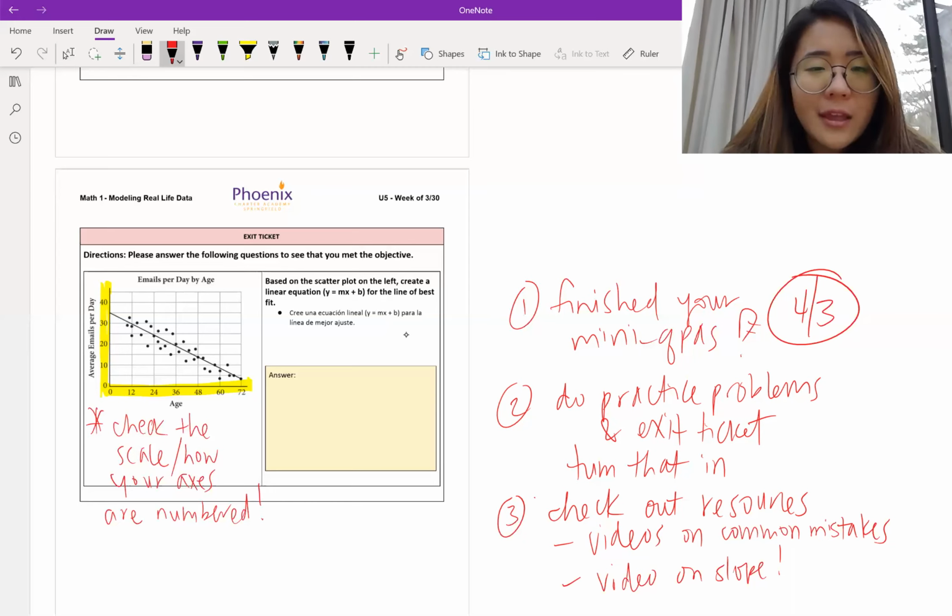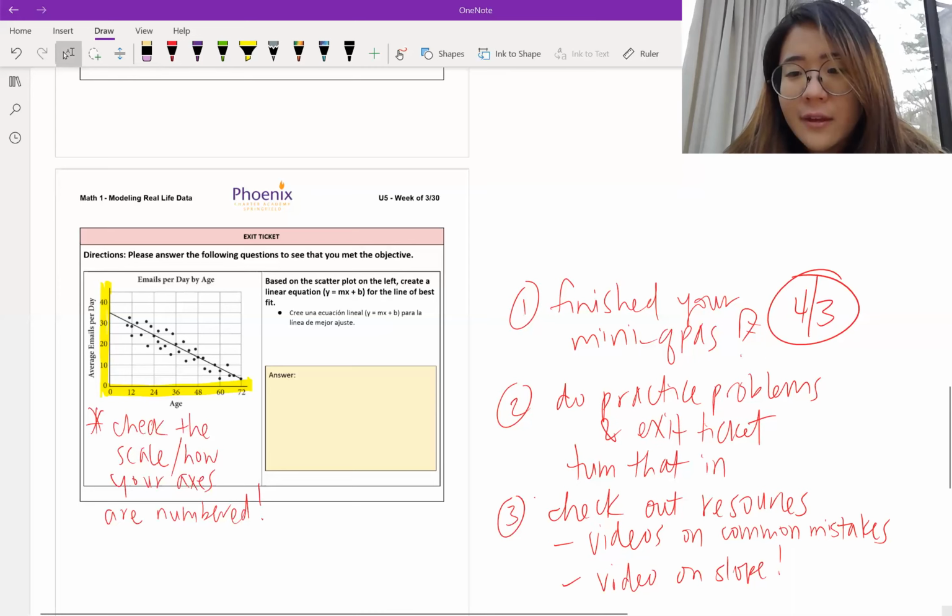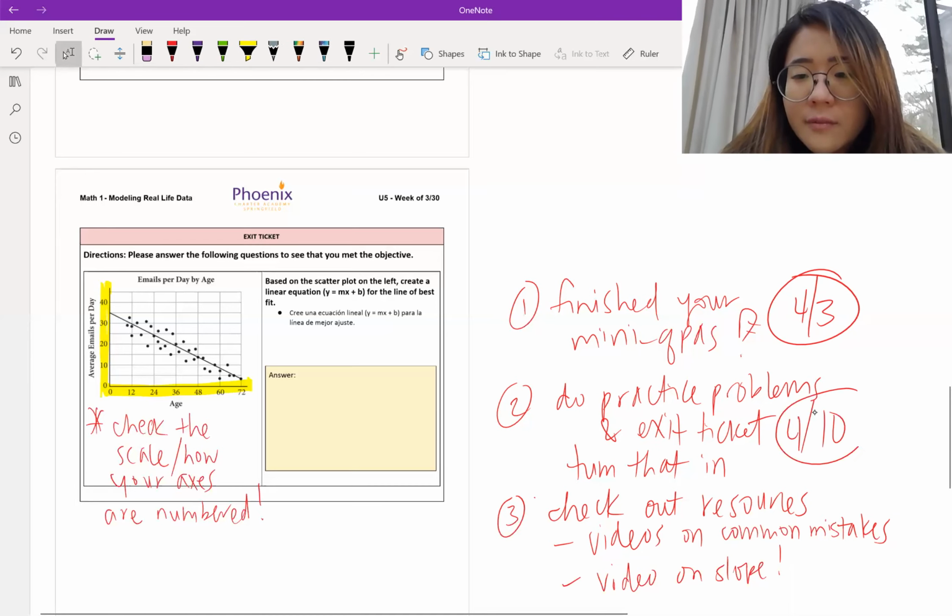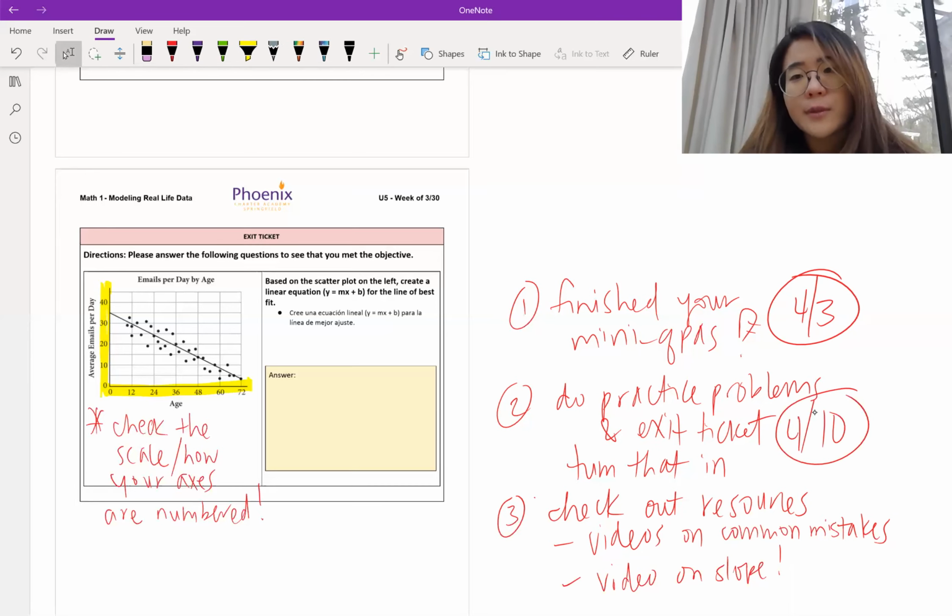This packet, you want to get it done by the following Friday, so what is that? That's going to be the 10th. So you want to get this done on the 10th. And then checking out the resources, that's up to you. But that's it for me today.